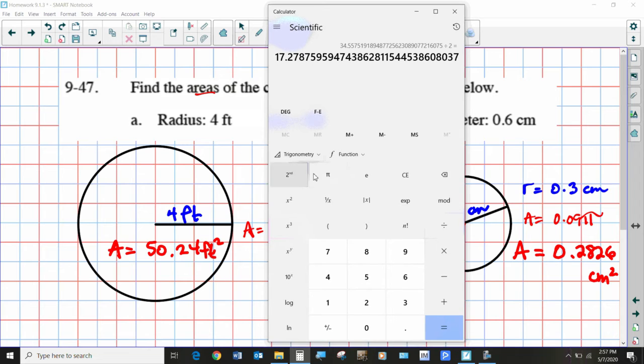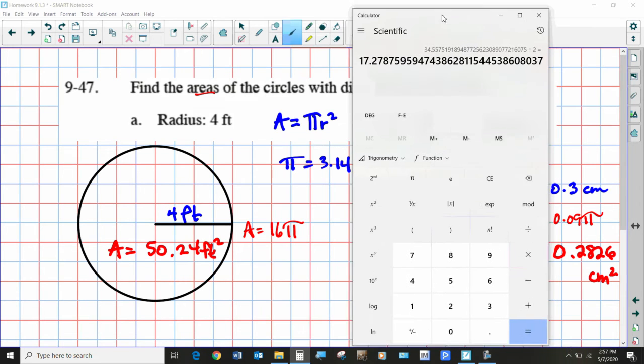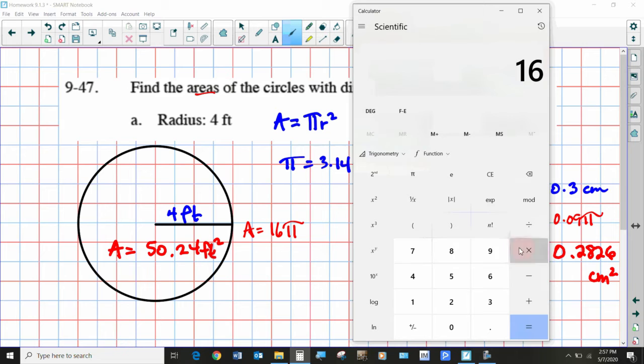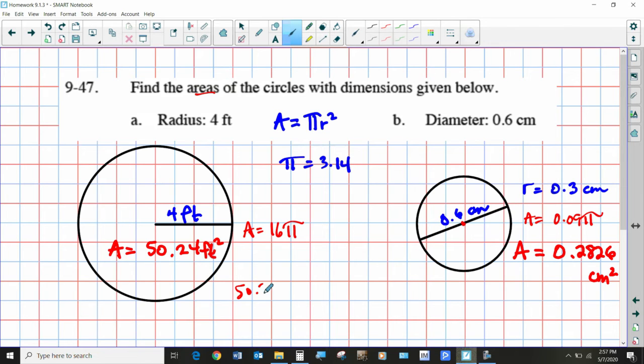Let's see if I use the pi button, I don't get something that's pretty close to the same here. So 16 times pi, this would end up being 50.27. So if you wrote 50.27 for your area, you are correct as well. You just used real pi instead of 3.14 like I had when I first did this.